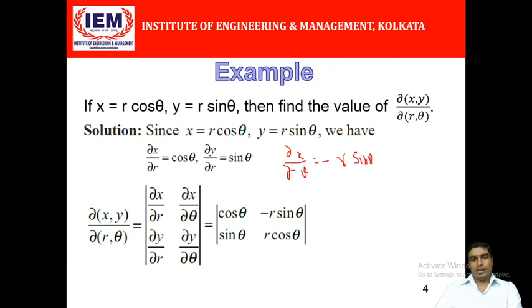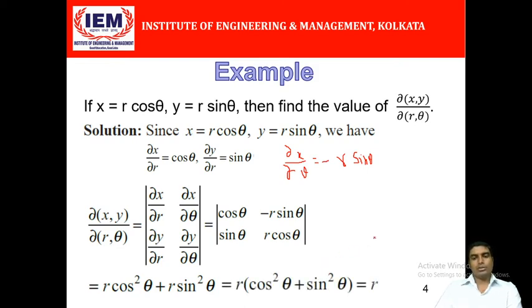And this is basically ∂x/∂θ, that is negative of r sin θ. And similarly ∂y/∂θ will be r cos θ, and we have already calculated cos θ and sin θ. Now we have to find the determinant of this matrix, so it will be r cos² θ plus r sin² θ. Now if you take r common, then we'll get r (cos² θ plus sin² θ), that is equal to 1. So that is basically r. So the Jacobian of this transformation will be equal to r.